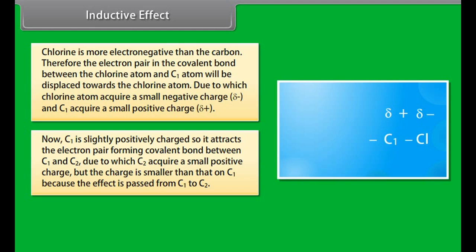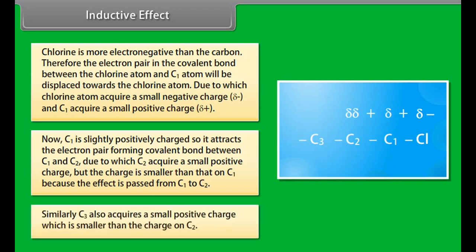Now C1 is slightly positively charged, so it attracts the electron pair forming covalent bond between C1 and C2, due to which C2 acquires a small positive charge, but the charge is smaller than that on C1 because the effect is passed from C1 to C2.